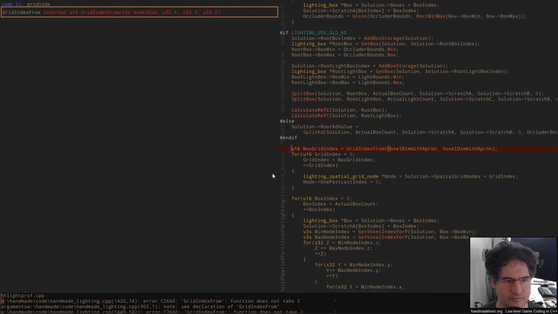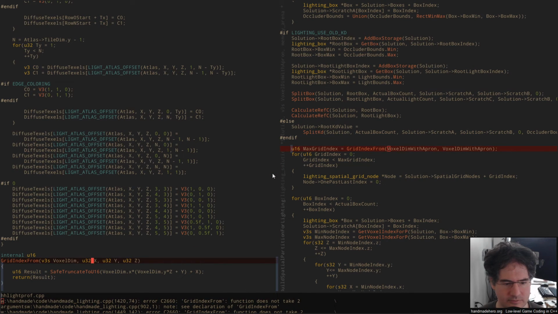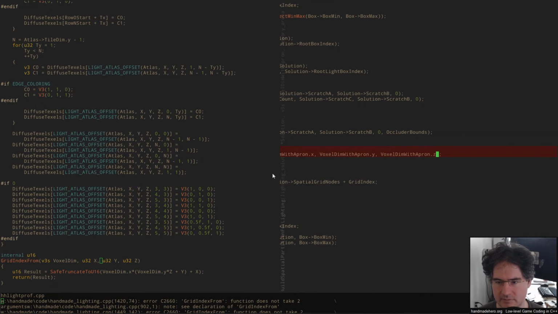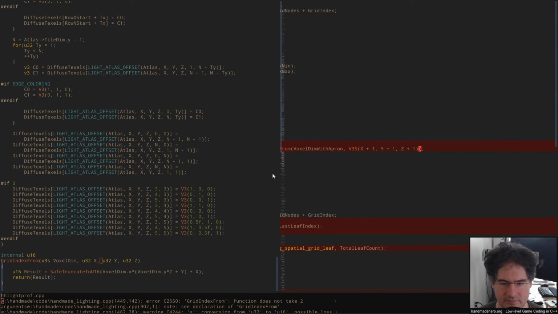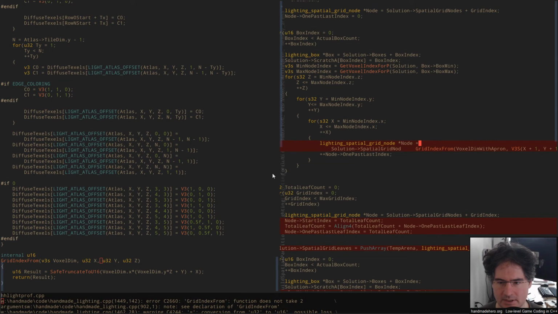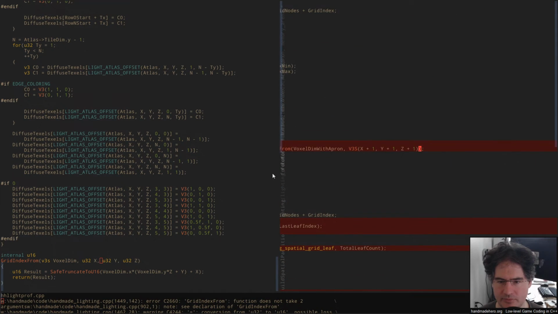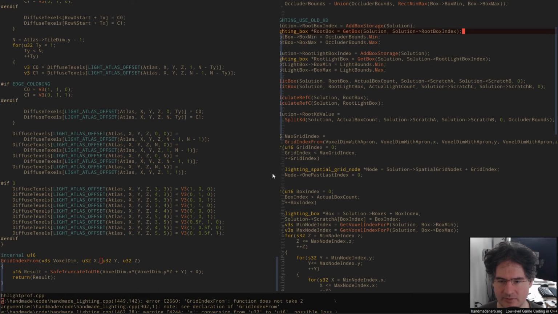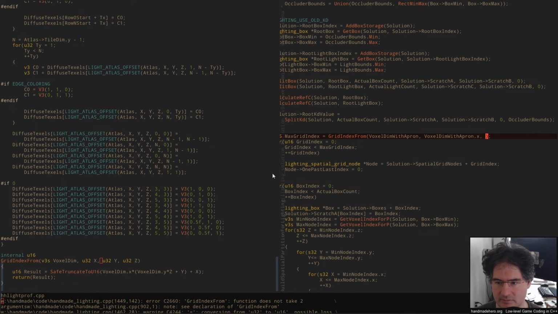So grid index from is voxel dim xyz. Yeah, so this is just x, y, z. And that's it. Okay. These both were passing that value. So you know what? Let's make this actually take a v3s, because why not?